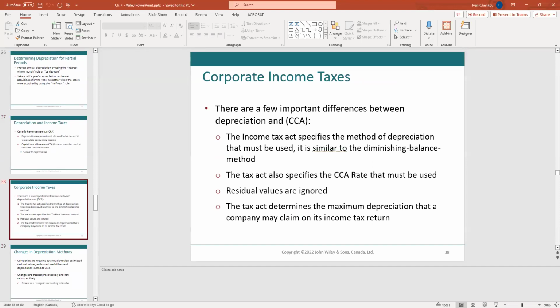Corporate income tax. On the income tax method, now for the calculation of the corporate income tax based on the depreciation. Again, first, income tax specifies exactly what rate should be used.